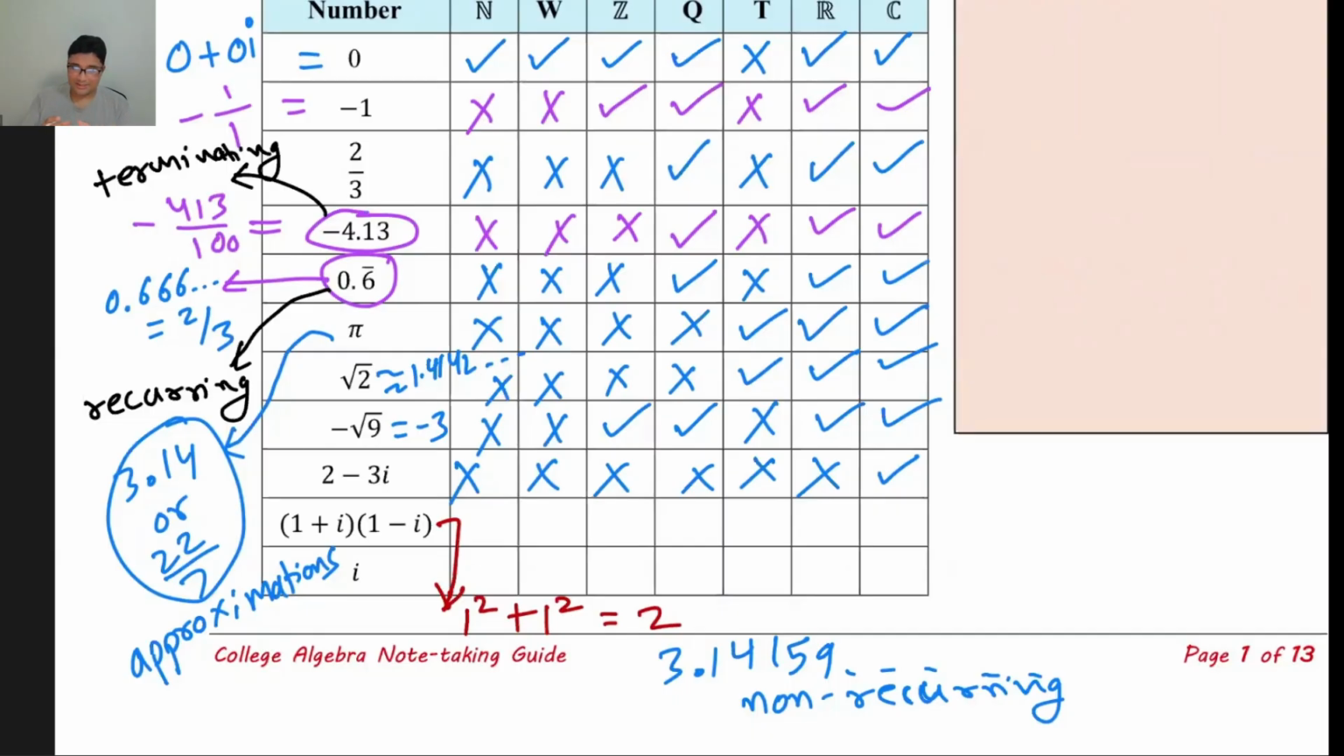You'll find that 1 minus i and 1 plus i, when you multiply, will end up becoming 1 squared plus 1 squared, which is 2. And that 2 is an integer. In fact, it's a natural number. It's not irrational.